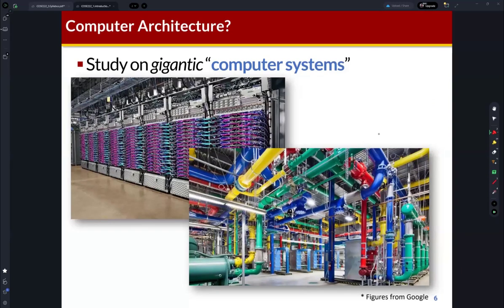Also, we can study gigantic computer systems. What does that mean?